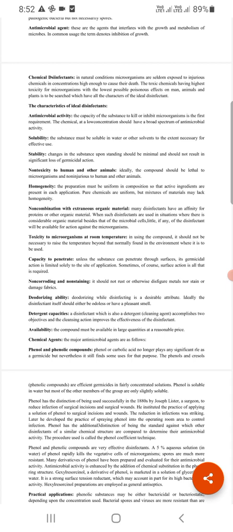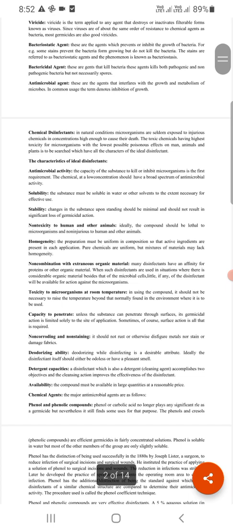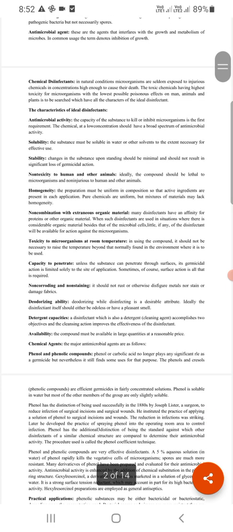All the characters or ideal characters of the disinfectant are not fulfilled by any chemical available in the market. Some way or other, toxicity to microorganisms, non-corrosiveness or some other thing is possibly missing in a chemical disinfectant. So in the search of an ideal disinfectant, we are still in the search of an ideal disinfectant.